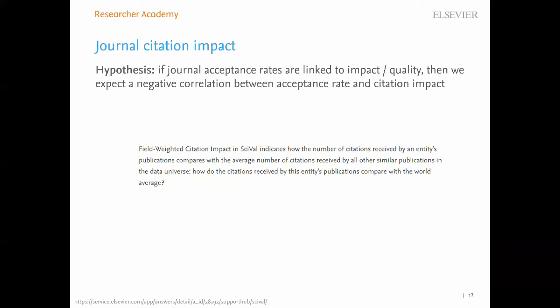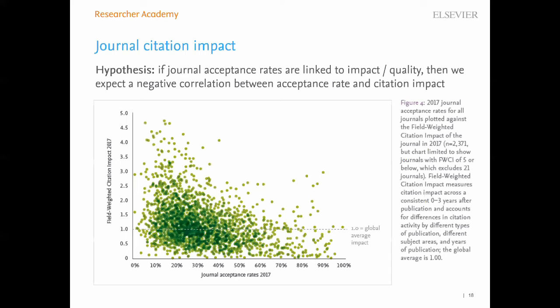Journal citation impact. We hypothesized that if journal acceptance rates are a signal of journal citation impact or quality, then we might expect a negative correlation between the acceptance rate and a metric such as the field-weighted citation impact, or FWCI. This measures citation impact but takes into account attributes that tend to influence the citation rate, from publication year to document type to subject area. Our data shows no clear relationship between journal citation impact and acceptance rate. There are some high citation impact titles with high acceptance rates and vice versa.